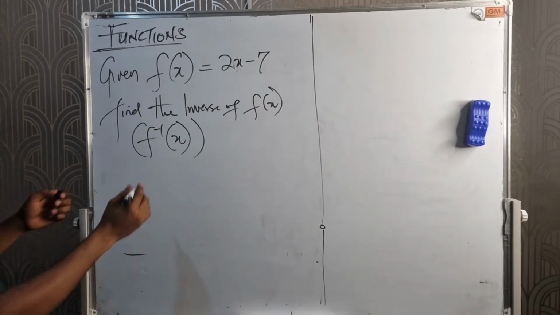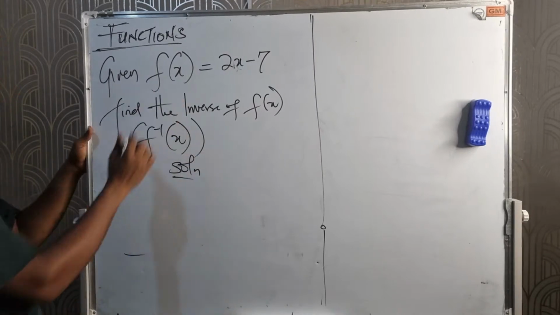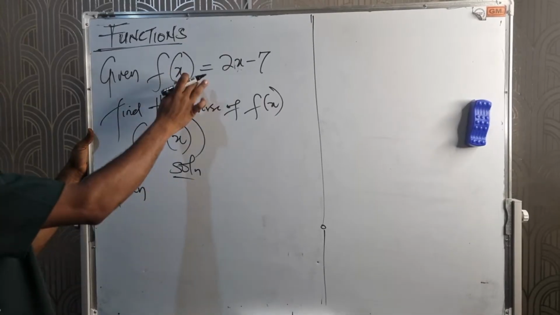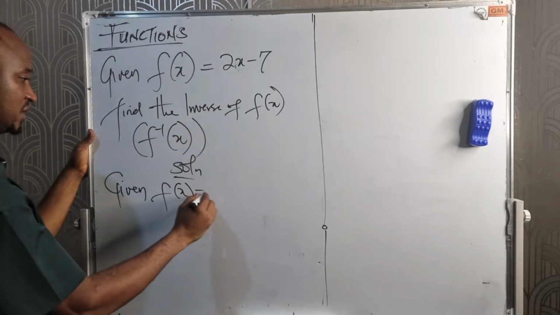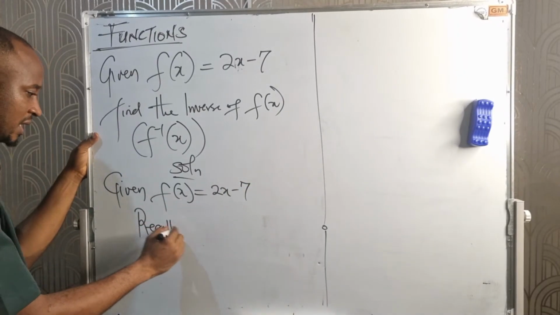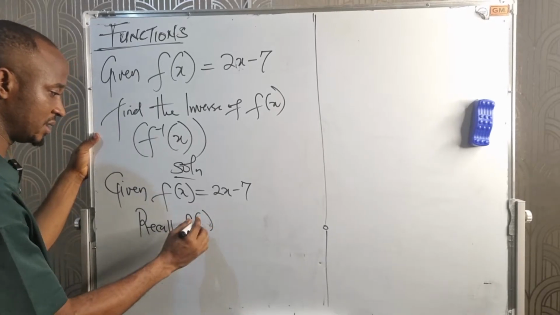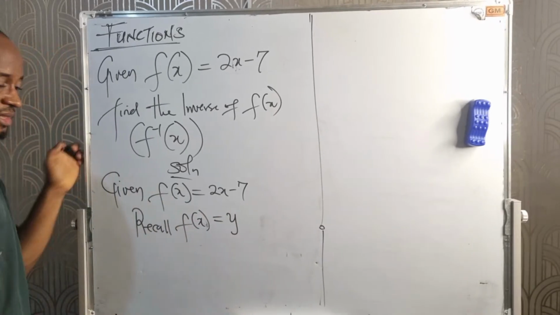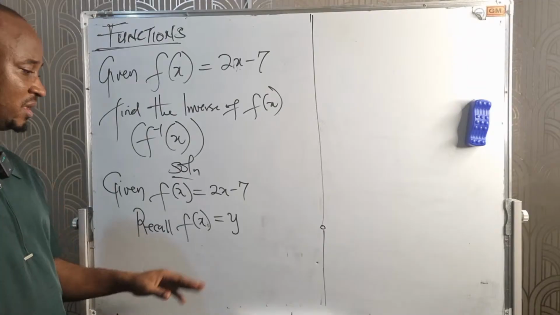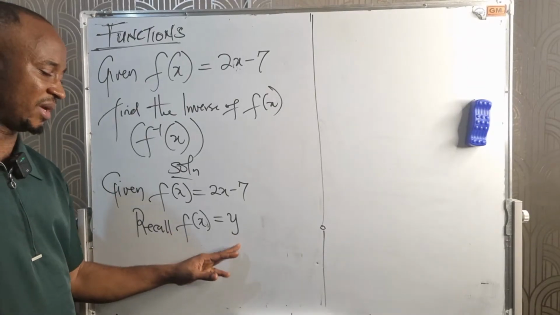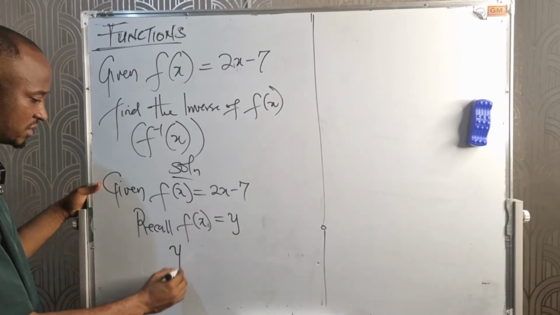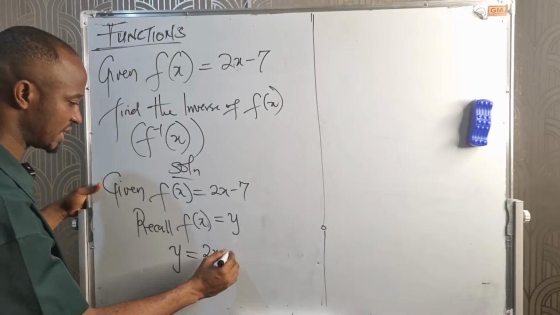Am I communicating? So the solution to this is that we bring out our f of x, which is equal to 2x minus 7. But recall that f of x from the beginning is equal to y. Don't forget, f of x represents y. f of x simply means the function of the independent variable equals the dependent variable. So if f of x equals y, this becomes y equals 2x minus 7.